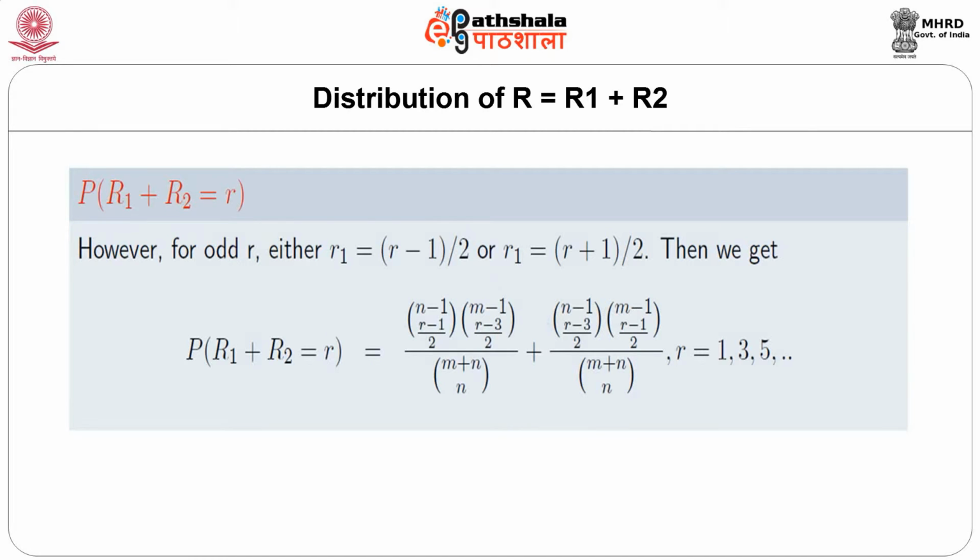However, for odd r, r1 is either (r minus 1) by 2 or (r plus 1) by 2. Then we get in a similar way the distribution as n minus 1 choose (r minus 1) by 2 multiplied by m minus 1 choose (r minus 3) by 2, plus n minus 1 choose (r minus 3) by 2 multiplied by m minus 1 choose (r minus 1) by 2, whole thing divided by m plus n choose n, where r takes only odd integer values, that is, r is 1, 3, 5, and so on up to the largest odd integer.